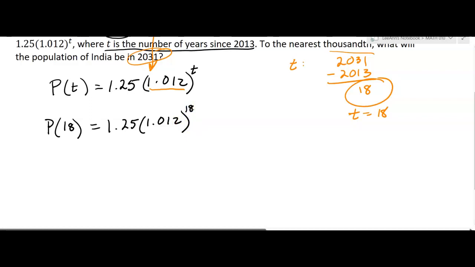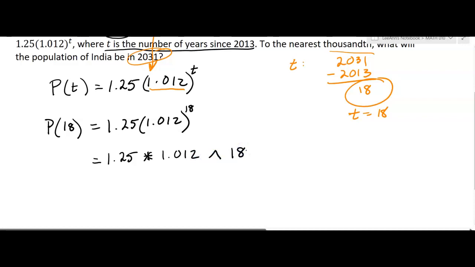Now, we are not going to do this by hand. In the one example, we did it without a calculator, but now we're going to use our calculator. So we have to know how to put it in the calculator. I'm going to put in 1.25 multiplied. I've got to hit the multiplication symbol. I guess you could use the parentheses. And then I put in 1.012 to the power of 18.